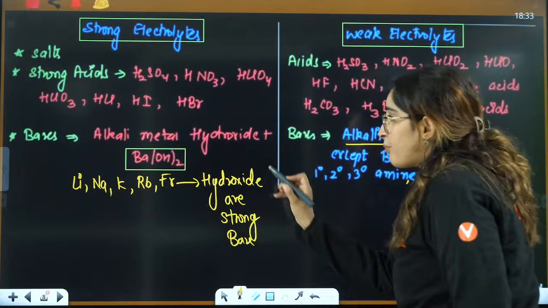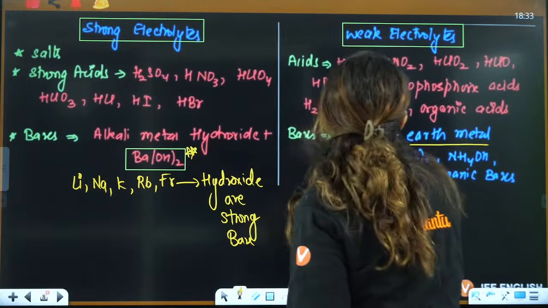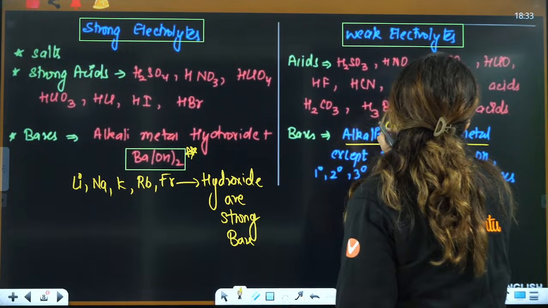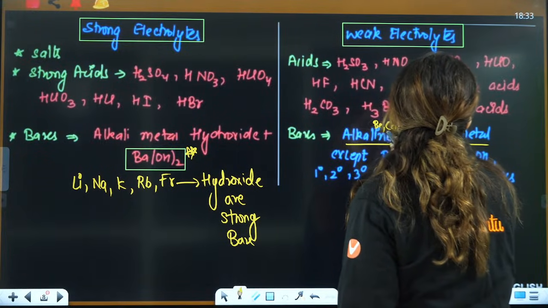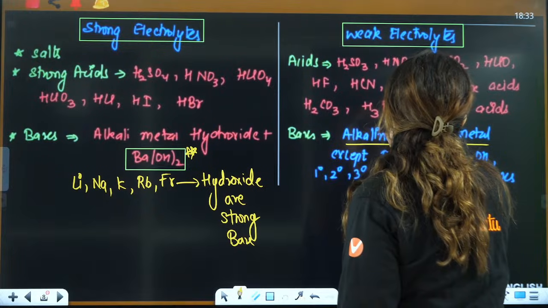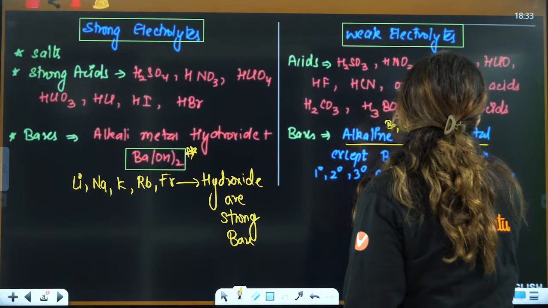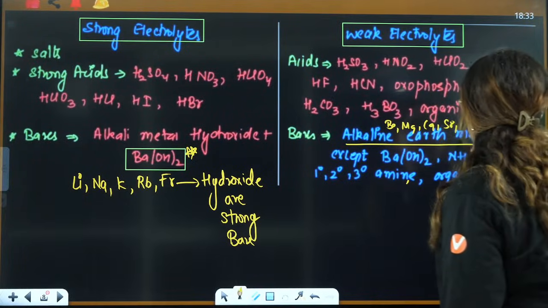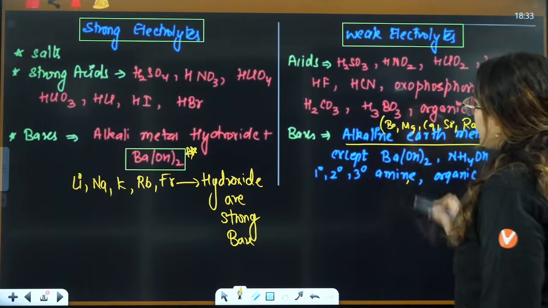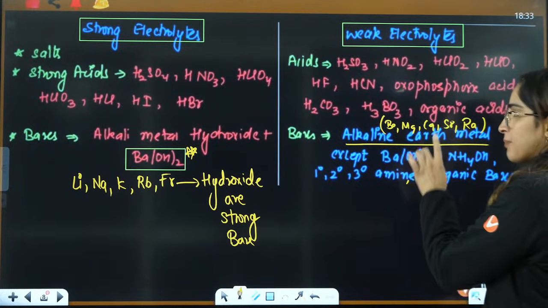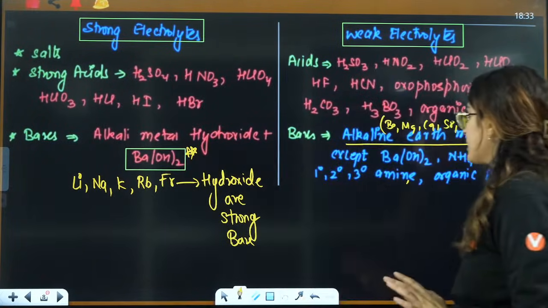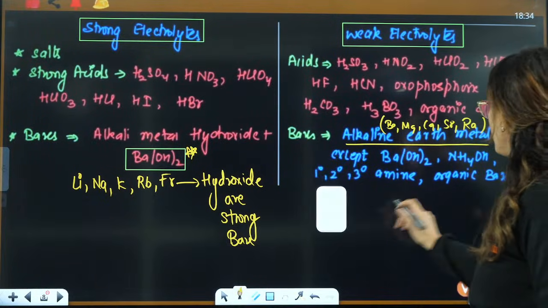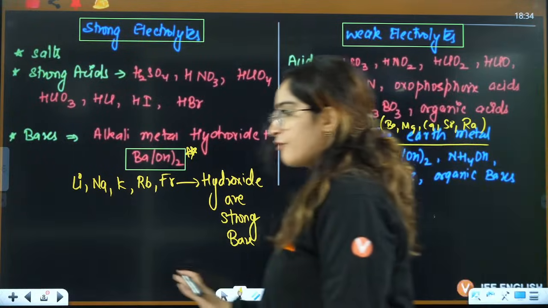So that is very important, that group number 2, that is, you can say calcium, magnesium, beryllium, barium you can skip. So all of these have weak hydroxides, but barium has strong. Then NH4OH, primary, secondary, tertiary amines, all the organic bases, they are weak.